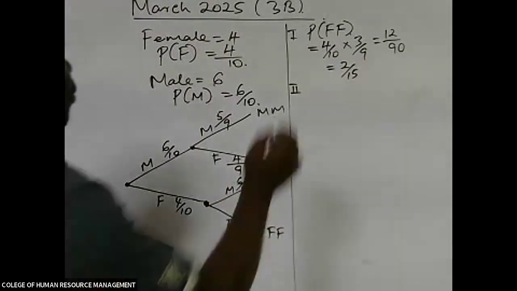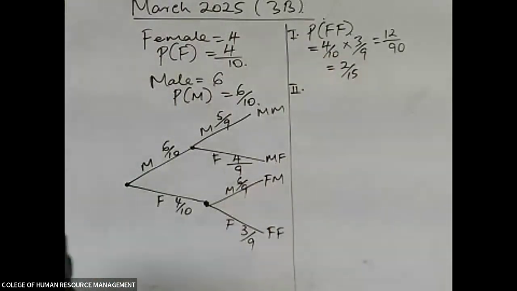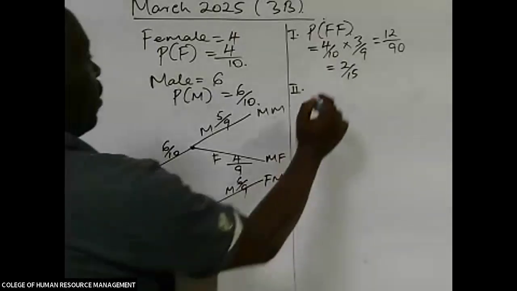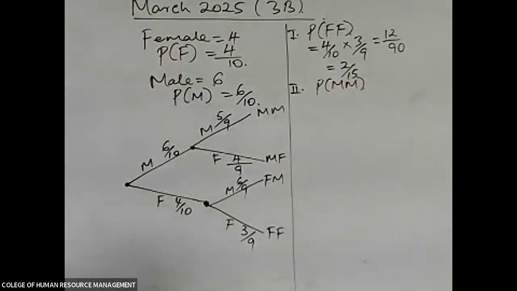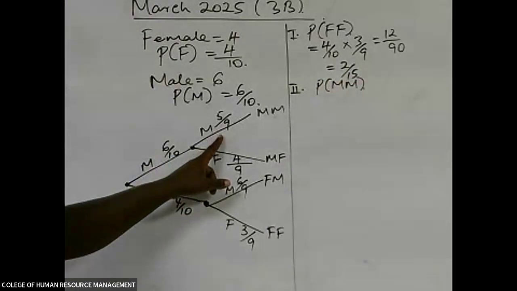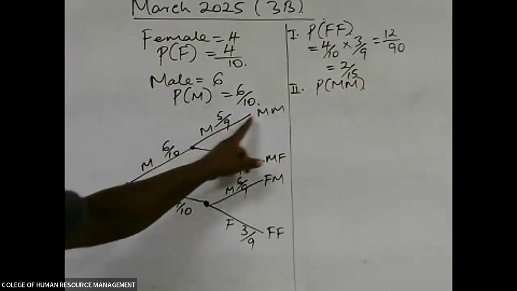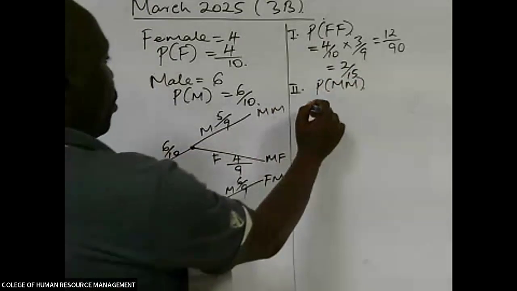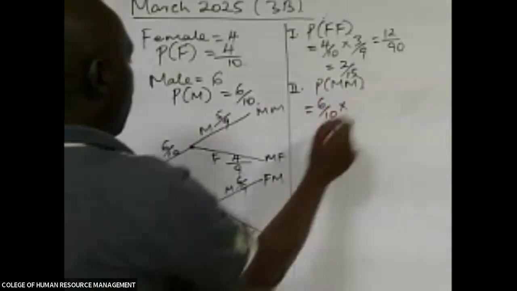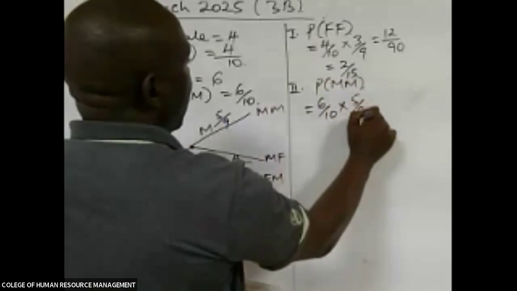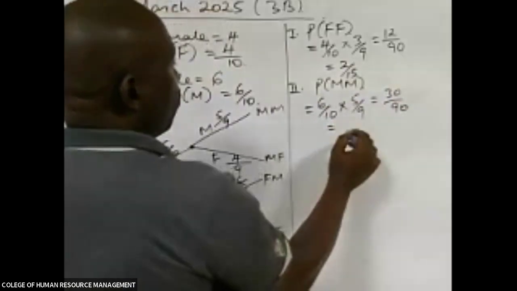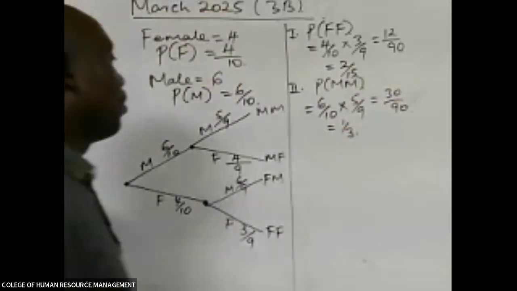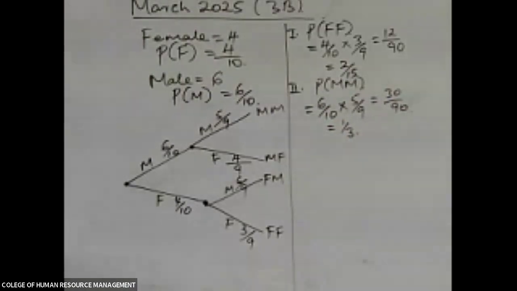Part 2. The probability all employees selected are male. That is the probability of picking male. The first to be picked is a male, the second one to be picked is also male. We are now talking about that line. So this one will be equal to 6/10 multiplied by 5/9. This one will be 30 divided by 90. This is the same as what? 1/3.